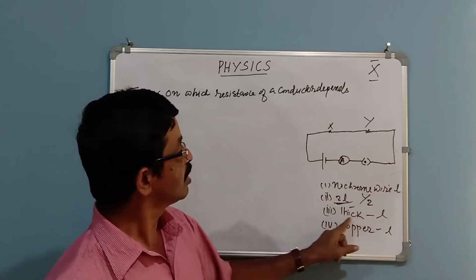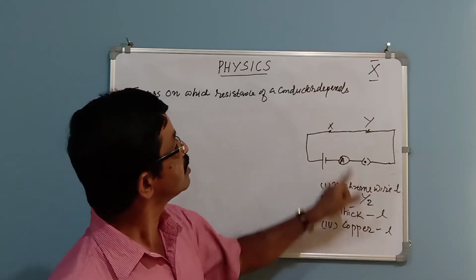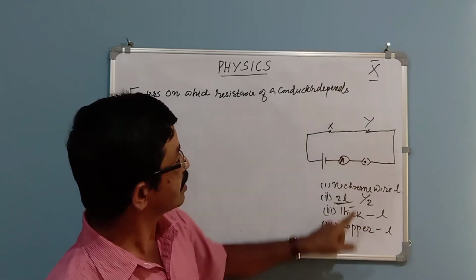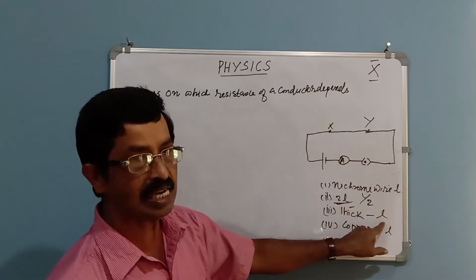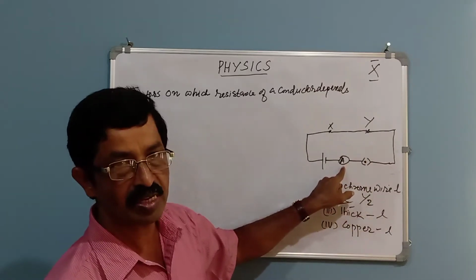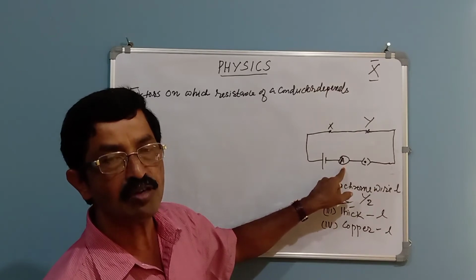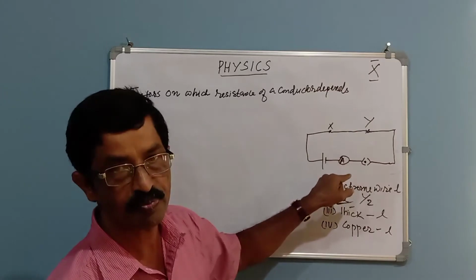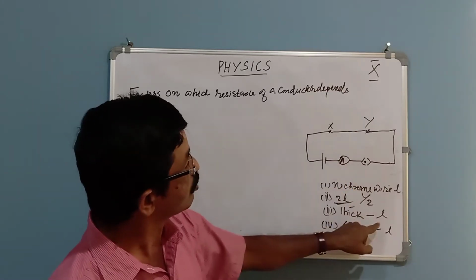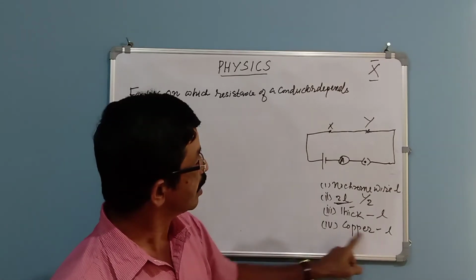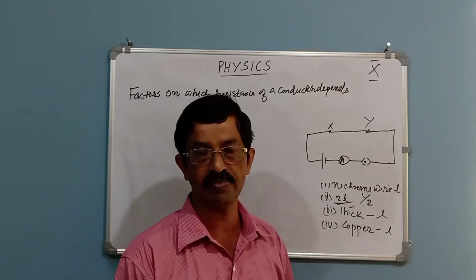Now this nichrome wire of length 2L is replaced with a thick nichrome wire of the same length L. Again observe the current in the ammeter. Now the current in the ammeter has increased; it is more. Now that thick nichrome wire is replaced with a copper wire. Again you can note that the current increased.